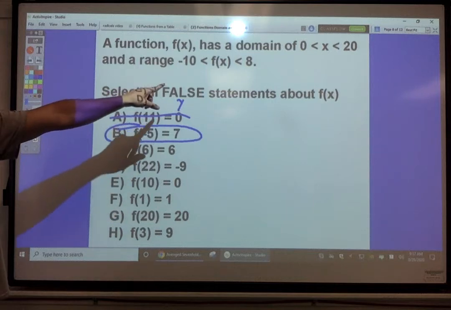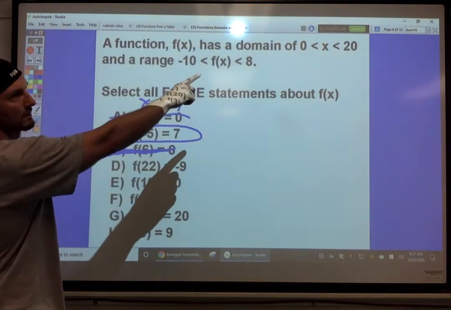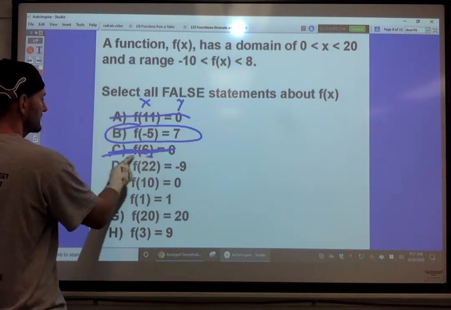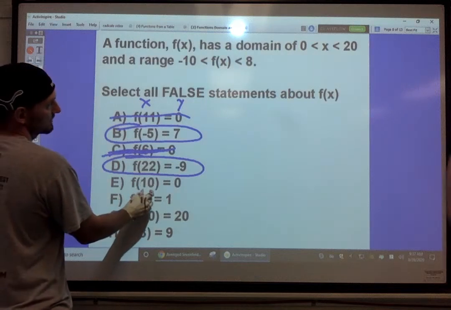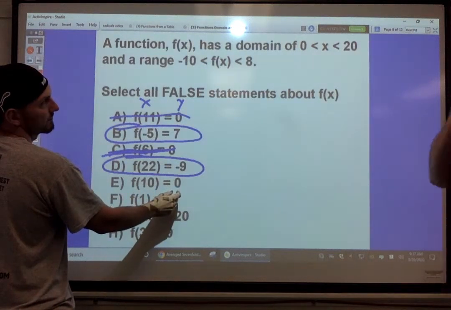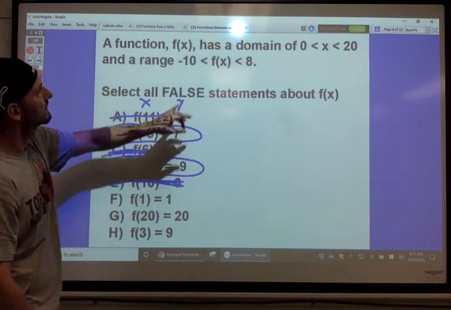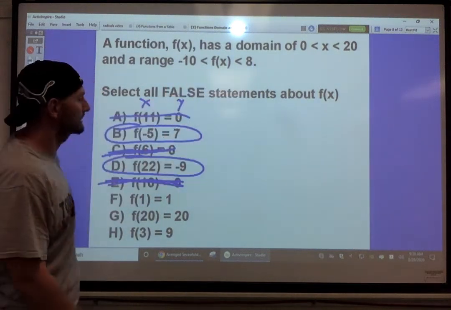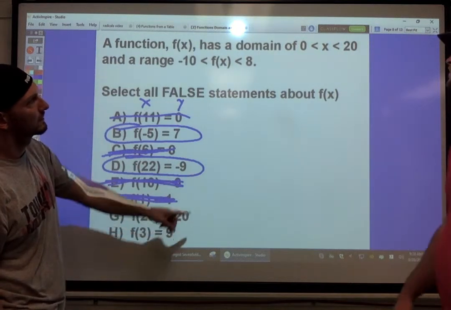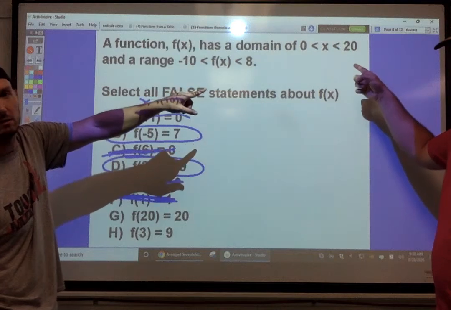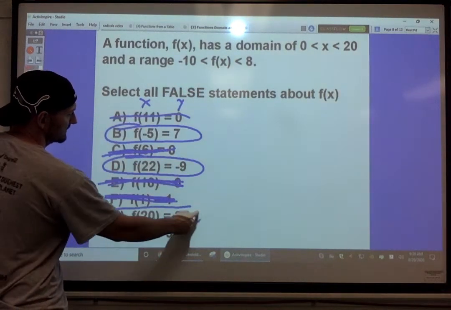6 is 22 for x. Too big. So that's a false statement. 10 is between, 0 is between, so that's a true statement. 1 and 1. 1 is between that, 1 is between that. 20 and 20. 20 not included? Not included. So this is going to be a false statement.